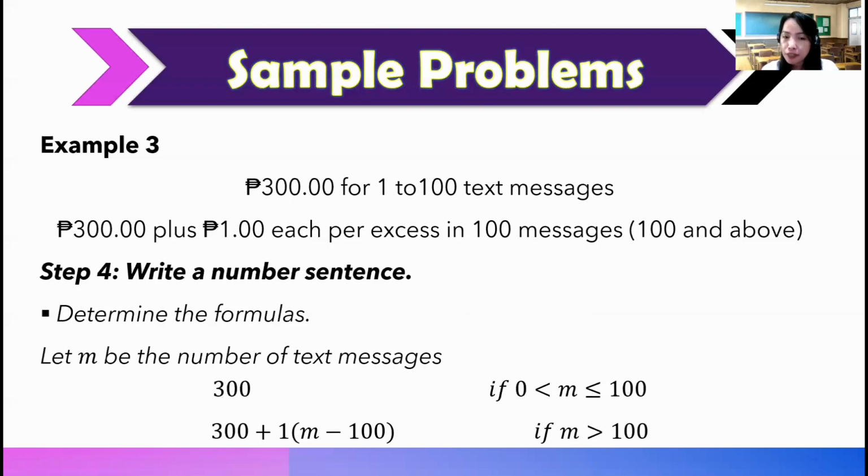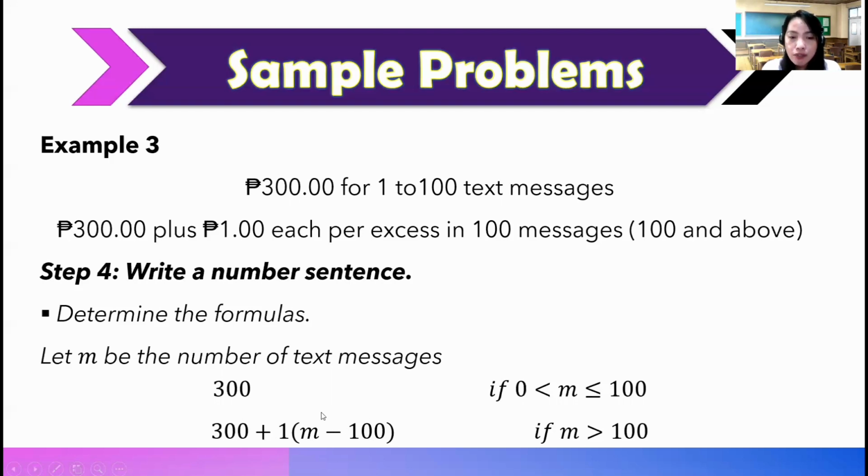Para sa second condition naman na formula, dito 300, do not forget that, plus 1 peso each excess in 100 messages. Bakit may M minus 100? Yung 100, yung free text messages, para makuha natin yung sobra sa 100, kailangan natin siyang i-minus from the number of messages. Kung halimbawa, naka 105 text messages ka. So, para makuha natin yung excess, 105 minus 100, ilan yung excess, yung sobra? 5. So, yung 5, ita-times natin sa 1 kasi 1 peso kada isa, text message. So, 5 plus 300. So, 305.